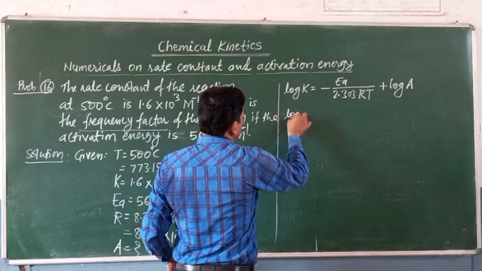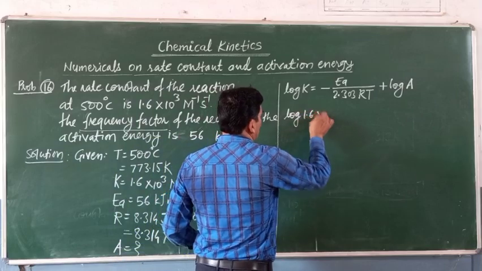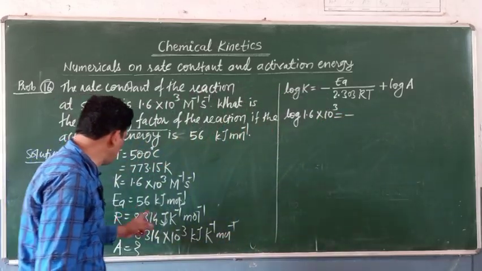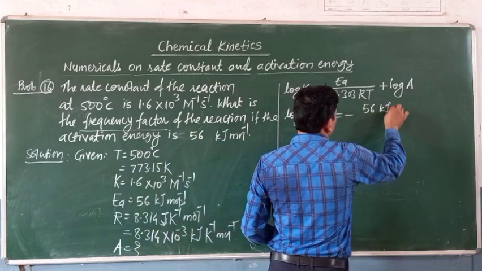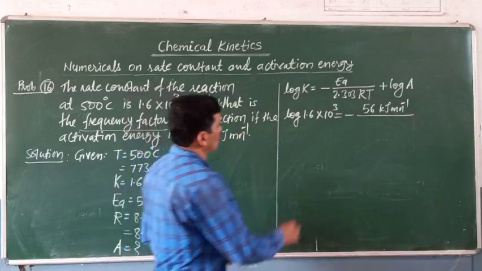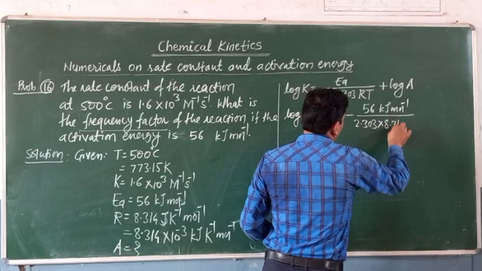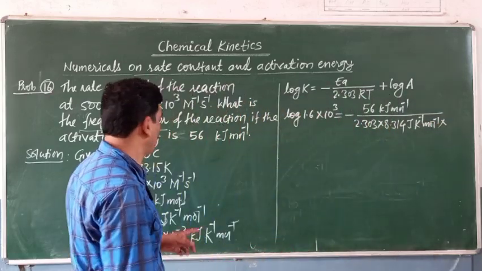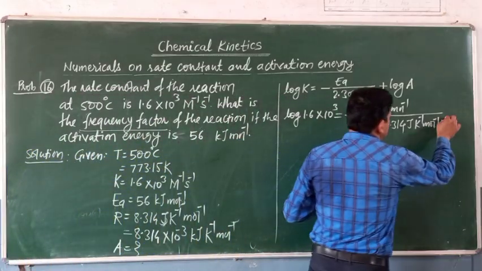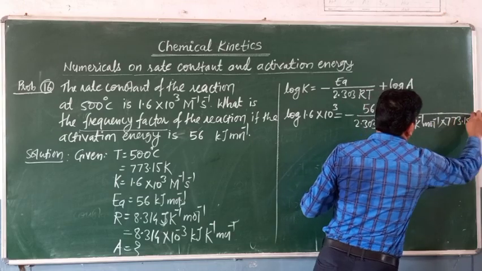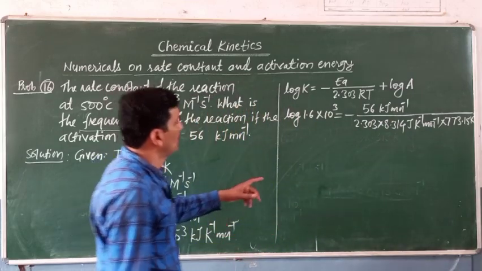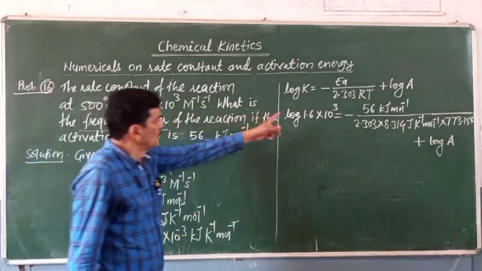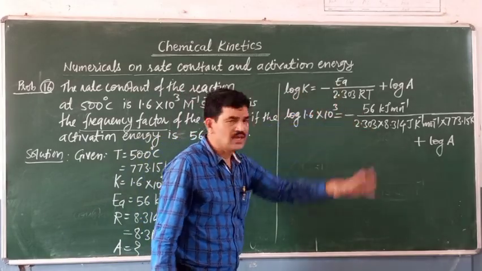So in this formula we can put the values. Log of K, here 1.6 into 10 raised to power 3, equal to minus EA, the value of EA is 56 kilojoule per mole, upon 2.303 into 8.314 joule per Kelvin per mole into T in Kelvin, 773.15 Kelvin, plus log of A. So after substituting the values of K, EA, R and T, we get this step.